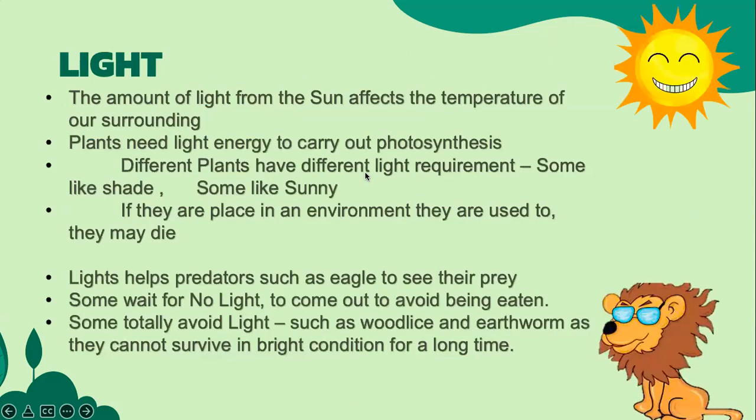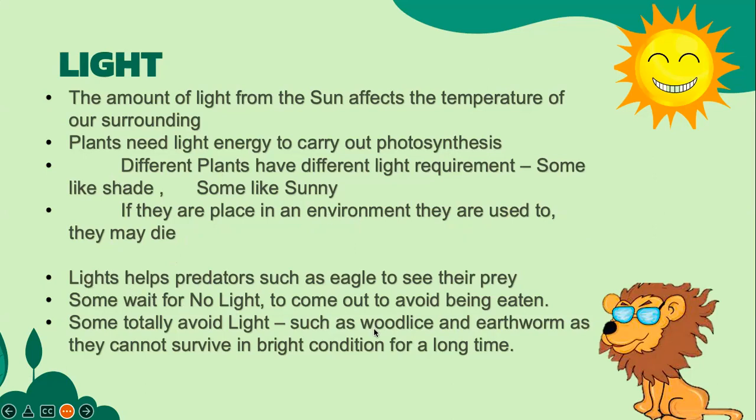First thing first, we have light. The amount of light from the sun affects the temperature of our surrounding. Plants need light energy to carry out photosynthesis. But there's one important thing, different plants have different light requirements. Some prefer the shade, some prefer little sunlight, some prefer strong sunlight. If they are in the place that they are used to, they will not die. But if they are in a place that they are not used to, they will die.